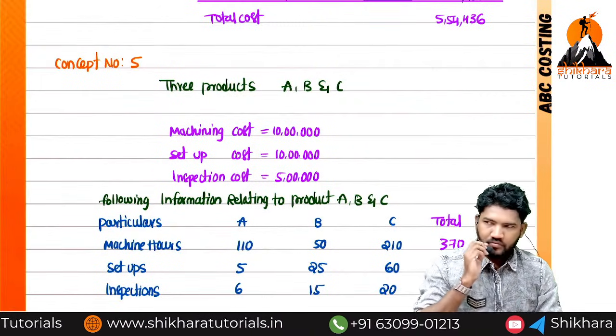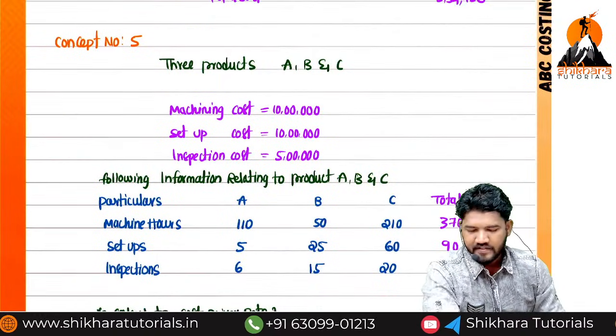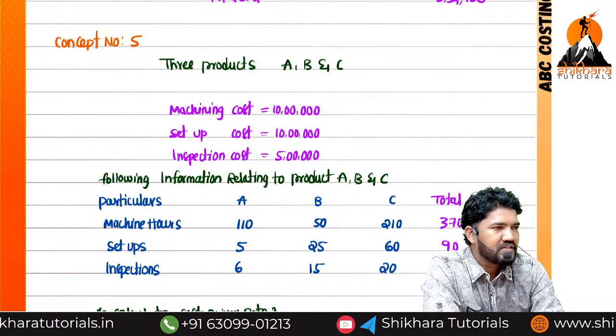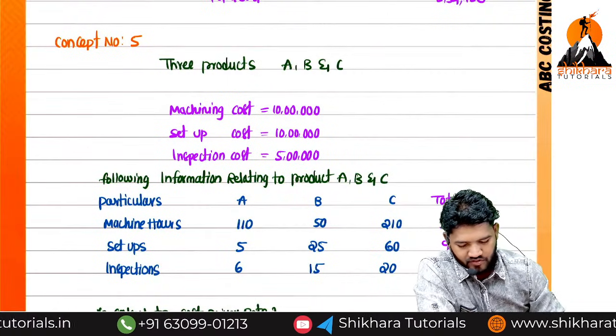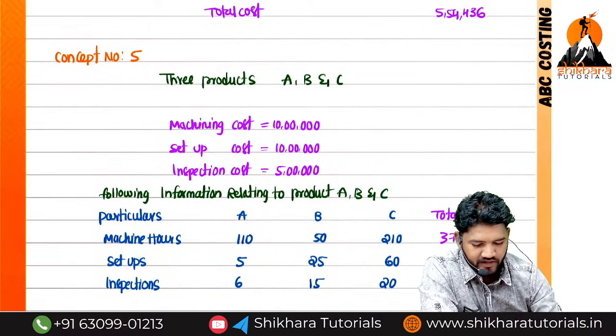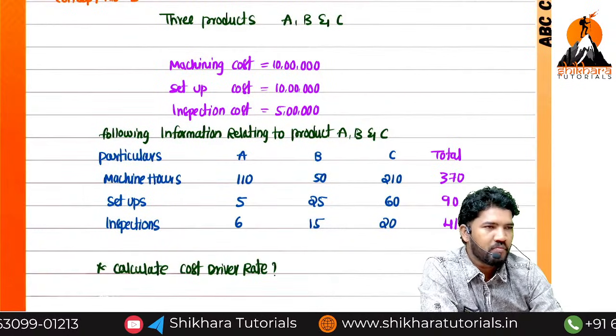So when it comes to yesterday's class, we learned one example: if more than one product is given, how to calculate ABC, right? Now, this is the example. They provided three products' related information and their cost pools, as well as the related volume information.